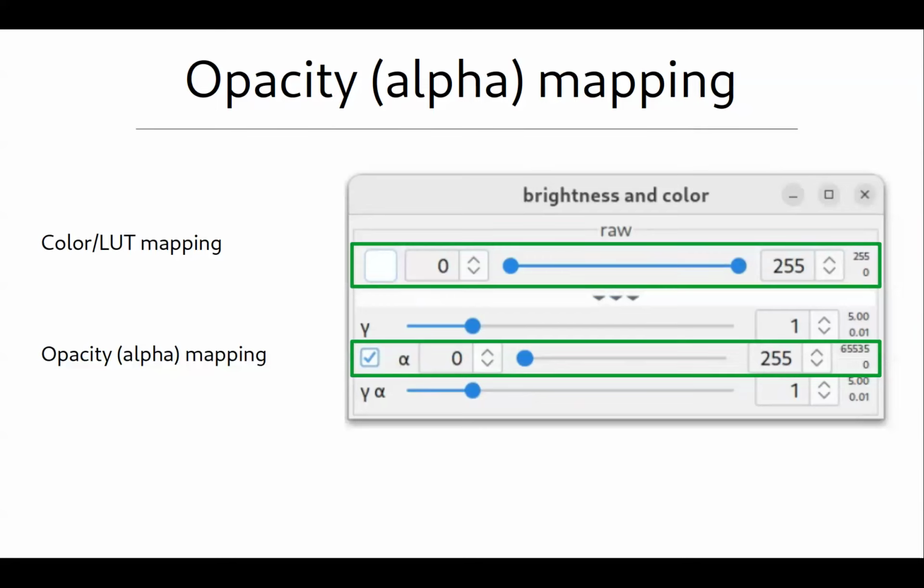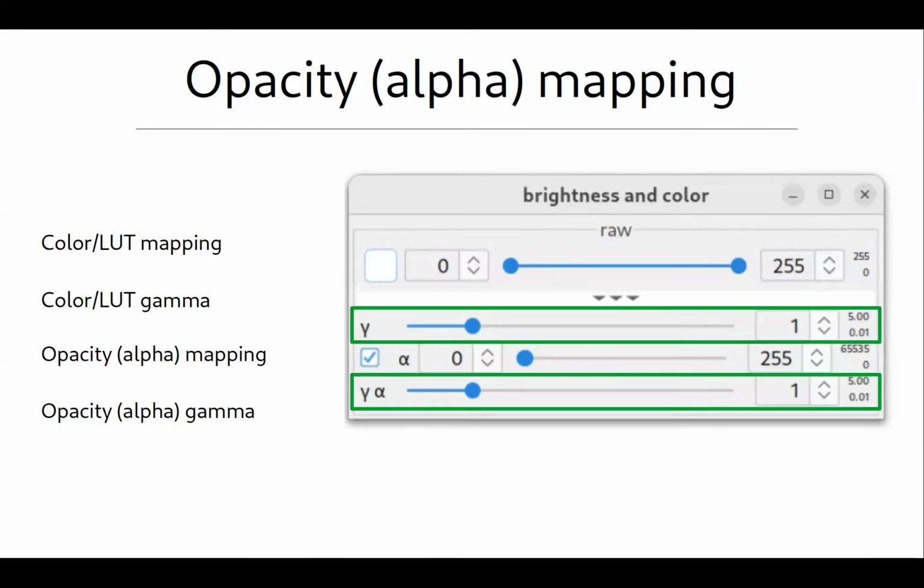So in the expanded state, what we have is the range slider at the top right, which is basically the color or lookup table mapping, or just classic FIJI brightness and contrast remapping of values into color. And then there is another slider. You cannot see it here, but it is also a range slider where you can independently map your intensity to opacity, to the alpha or transparency.